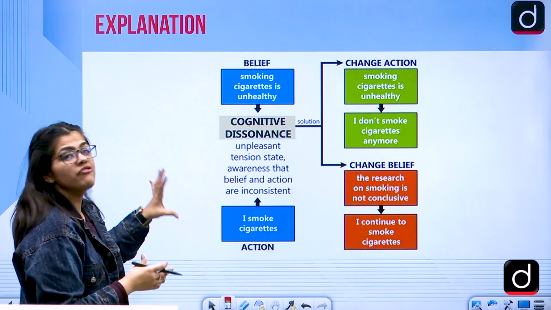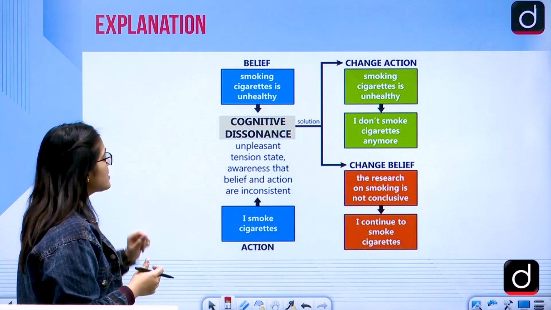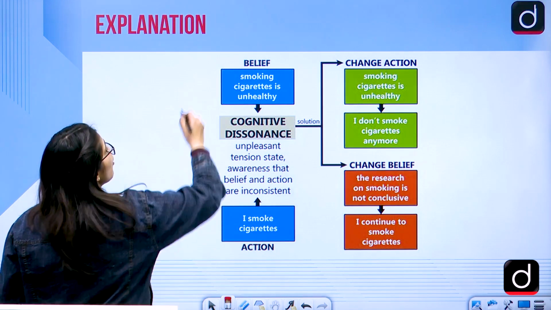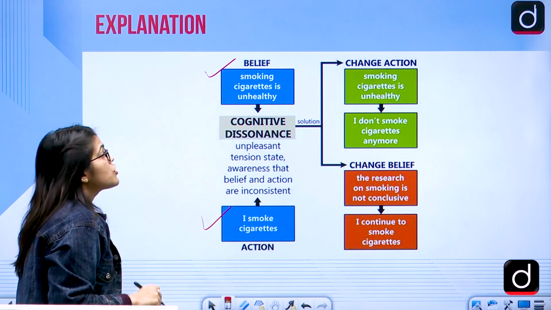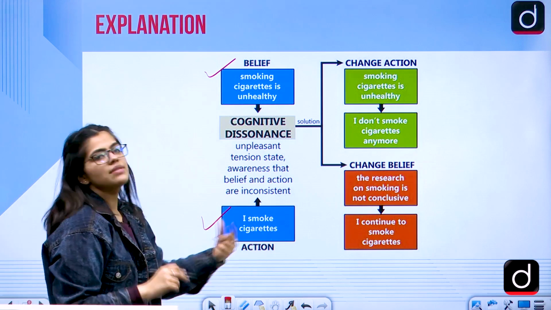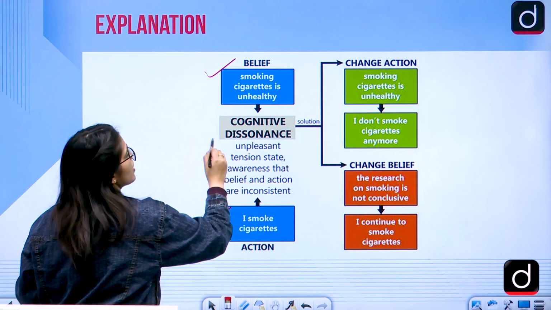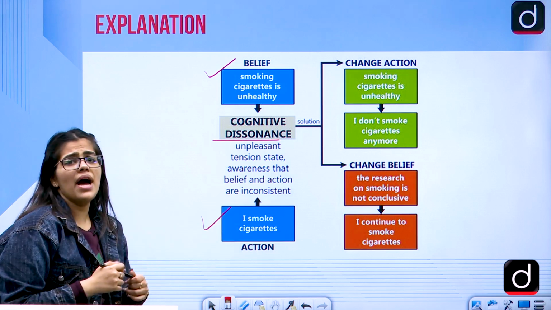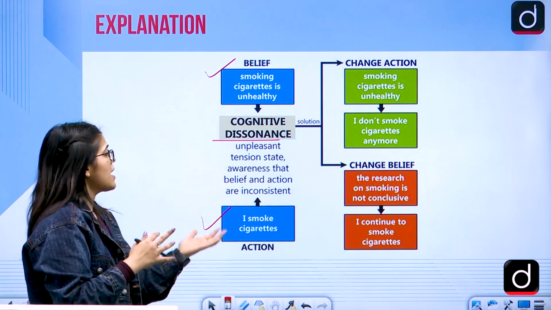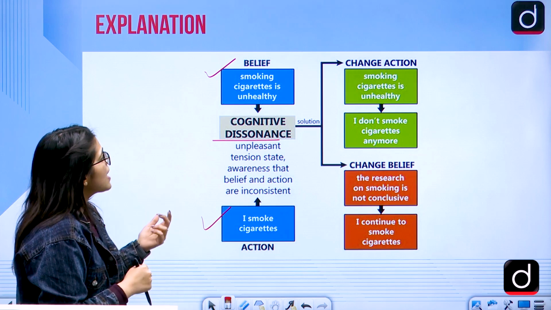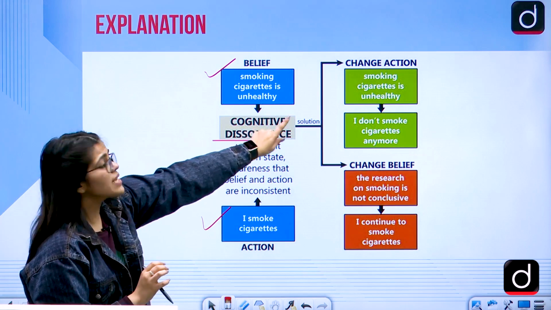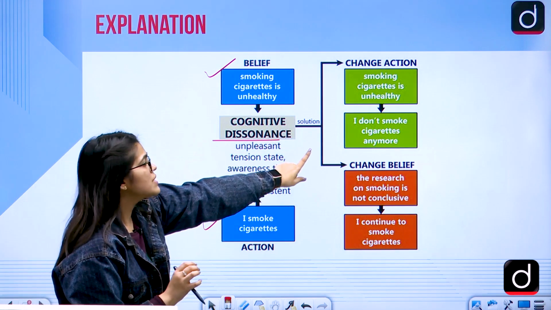Right, so here you have belief, and then there is cognitive dissonance, and here are the few actions. So there is a lot of confusion between what you believe and what is your action. So I believe smoking cigarettes is very unhealthy, but what is my action? I smoke cigarettes. Why? Because of this cognitive dissonance. I know I am at a place of unrest. It is very unpleasant. I am aware that my belief and my actions are very inconsistent. But what is happening? I came up with the solution to change my action. Yes, smoking cigarettes is very unhealthy. I don't smoke cigarettes anymore.